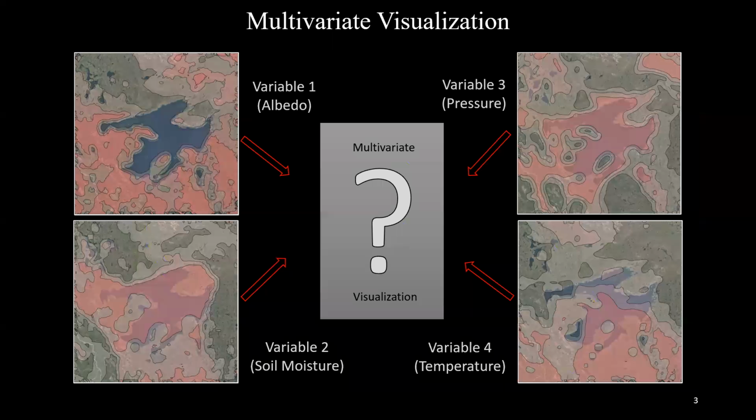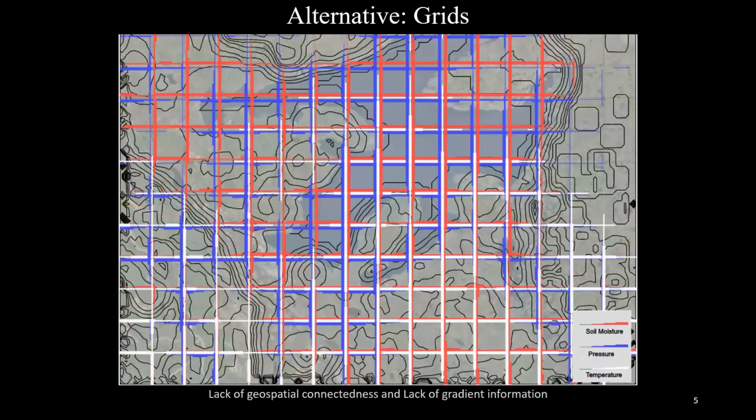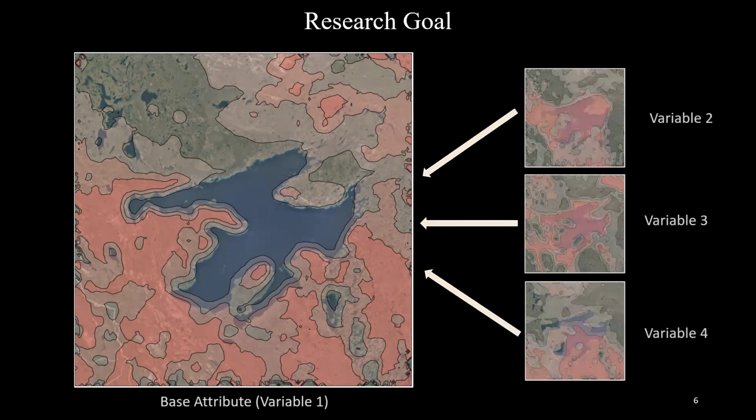Now that's one variable. In a situation where there are multiple variables, the challenge is to visualize all in a single view. The popular alternative of using glyphs suffers from visual clutter and base map overlap, whereas a grid view lacks geospatial connectedness and gradient information. Therefore, our goal was to see if the base control lines, which are already present in the map, can be leveraged to visualize the other attributes.